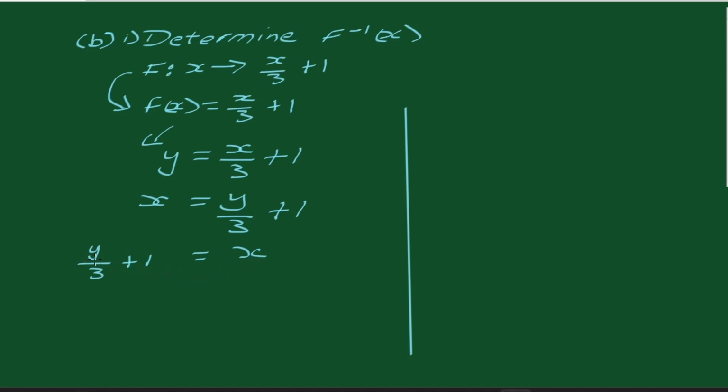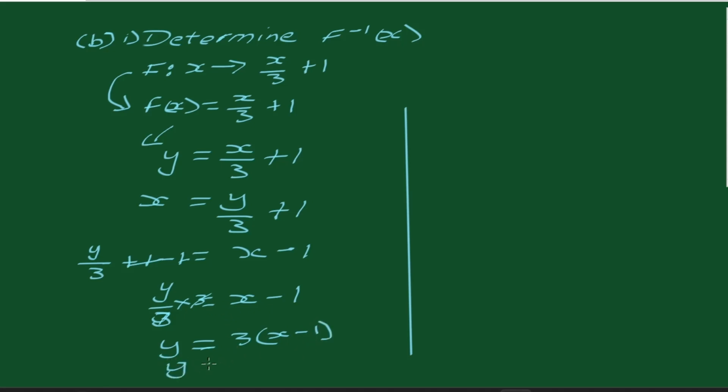Now I'm going to make y the subject of the formula, so I'm going to remove the 1 by introducing a negative 1. I do the same on both sides of the equation. This will eliminate, and I have y over 3 equals x minus 1. I need to get rid of the 3, so I'll multiply by 3 on both sides. In solving equations, when you multiply something on one side, each term in the equation must be multiplied by the same item. So both x and negative 1 are multiplied by 3.